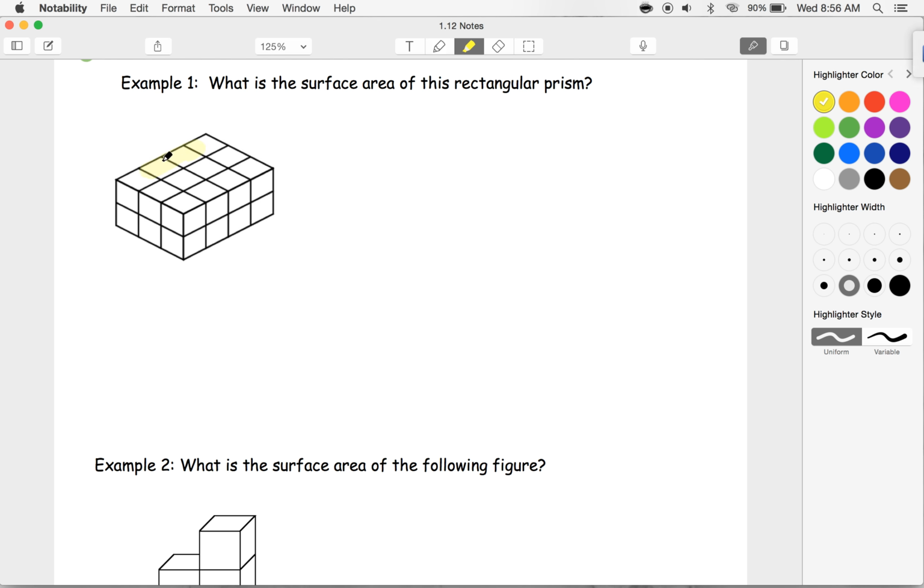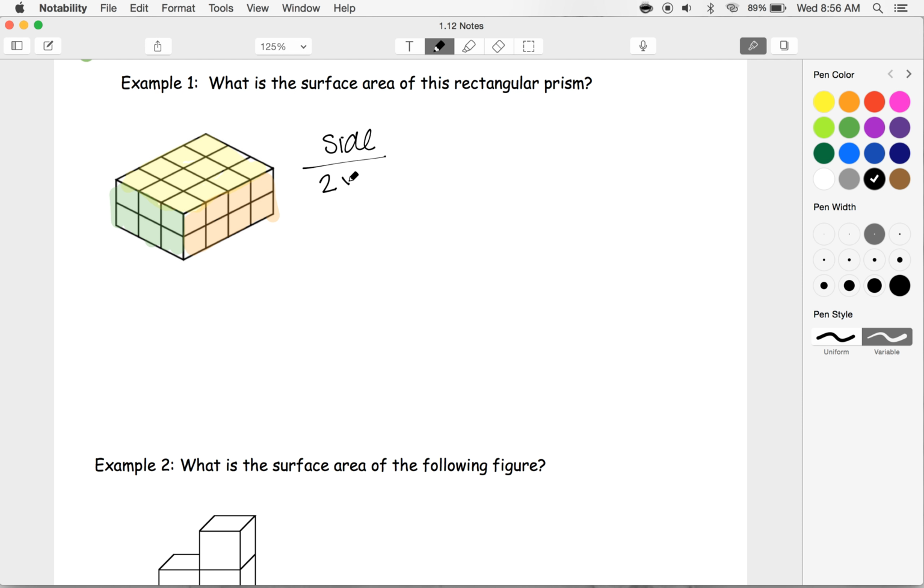Now, I like to use colors just to help you see which shapes I'm talking about, because it can get a little bit messy and confusing. So we use this to help us be a little bit more precise with our mathematics. So let's start with this side that I'm coloring green right now. I'm just going to call that side one. And it's 2 by 3. It's a rectangle, so I'm going to do base times height. 2 times 3 gives me 6.